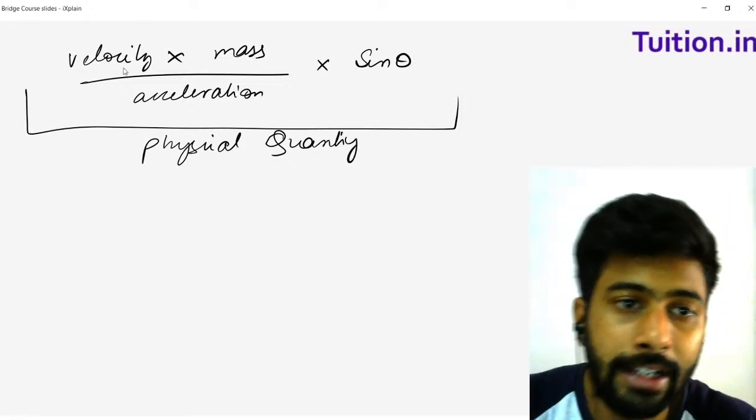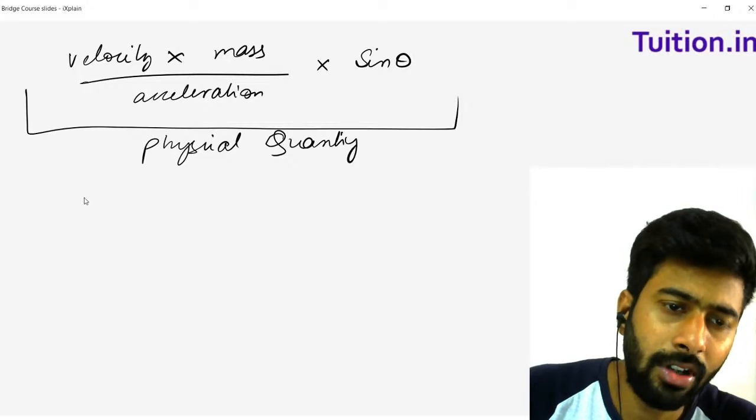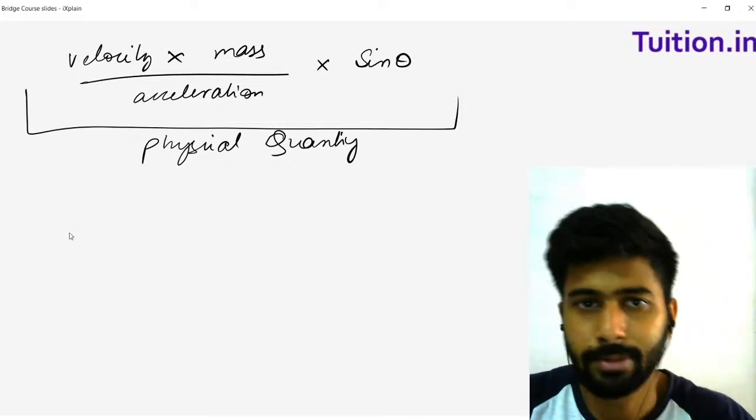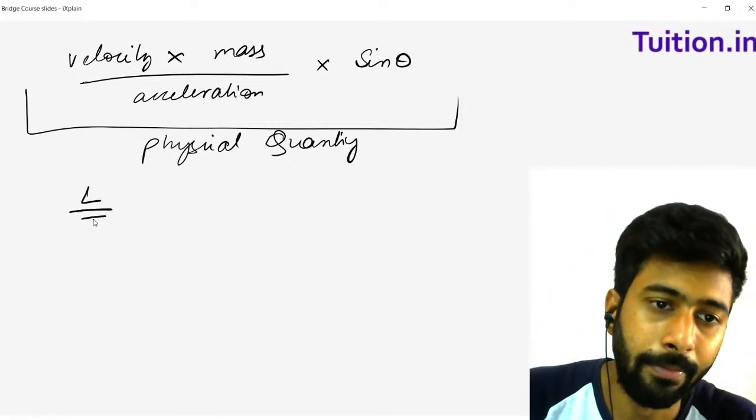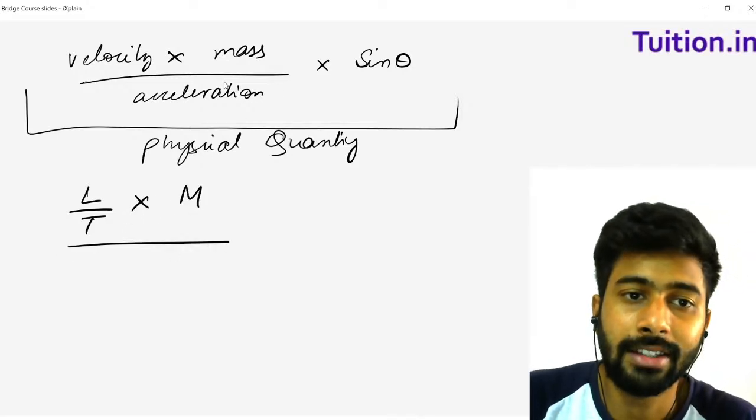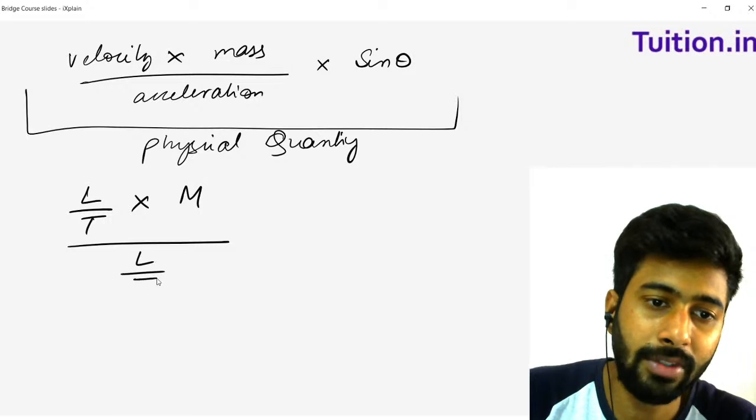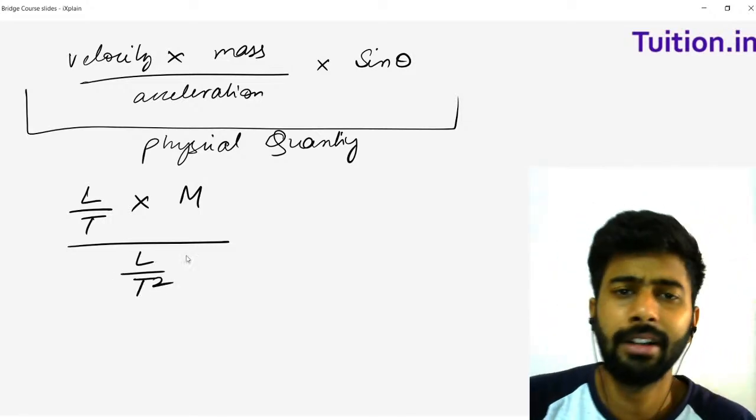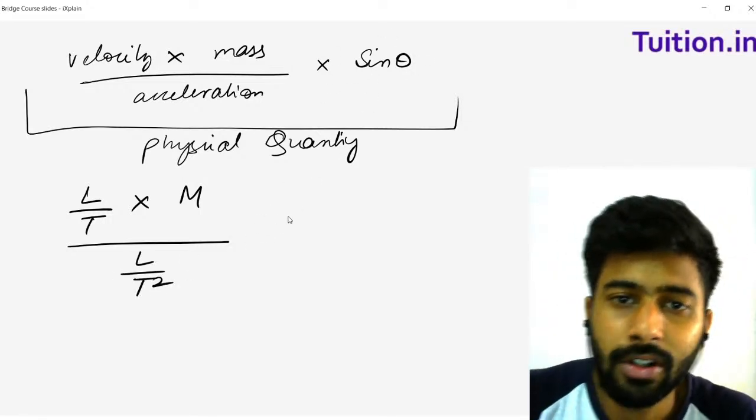For that, I need dimensions of velocity. Dimension of velocity is, I know the formula, it's displacement by time. So it is length by time. Dimension of mass is m. Dimension of acceleration, just now we saw it is length by time square, right? But what is the dimension of sine theta?